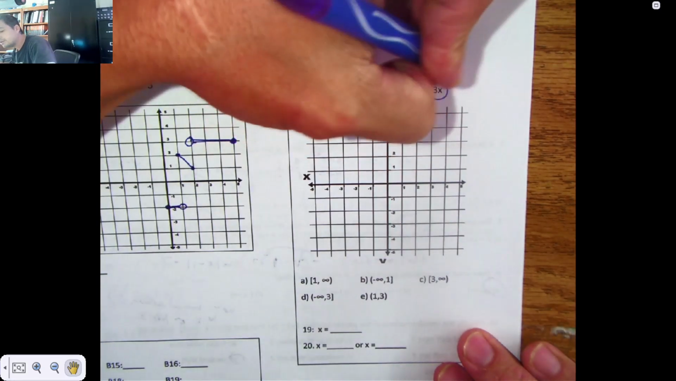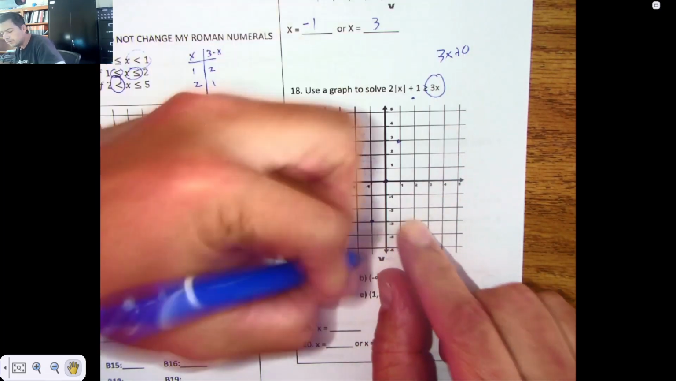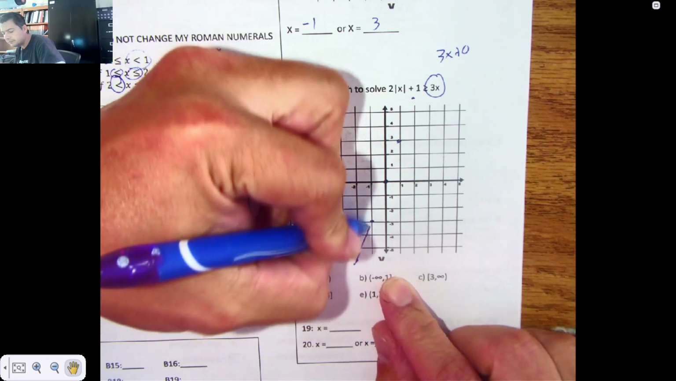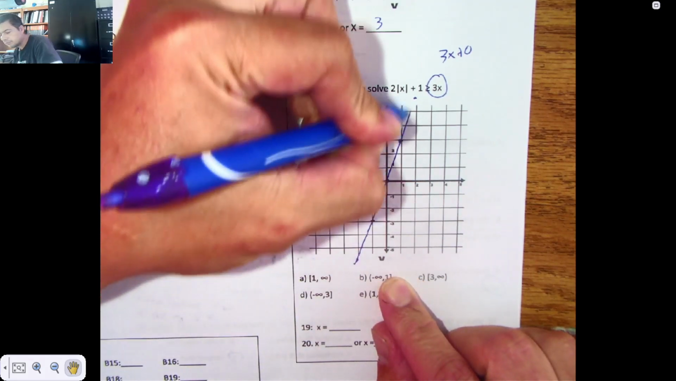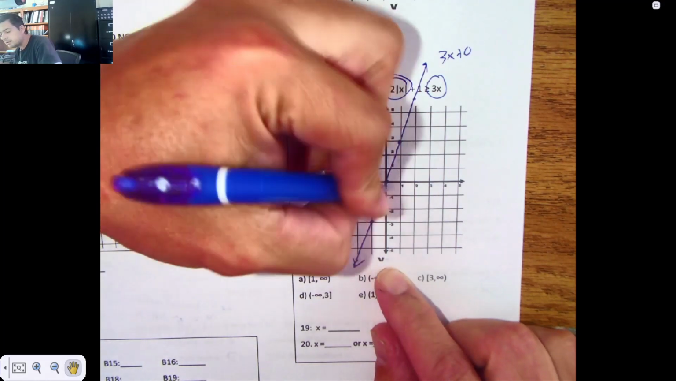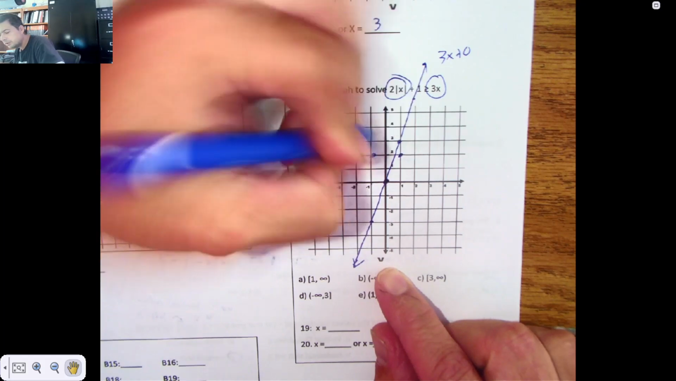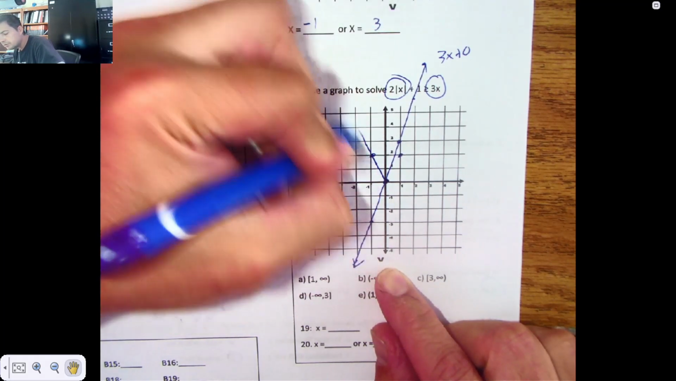3x, thank you, 3x plus 0. Crosses at 0. Rises 3, runs 1. Or conversely, falls 3 and runs left 1. That's what 3x looks like. Two absolute value of x, starts at the origin, rises 2, runs 1. That's what she looks like.